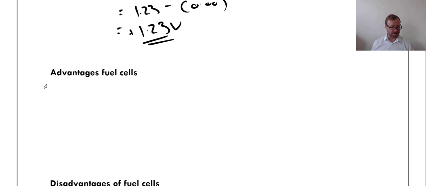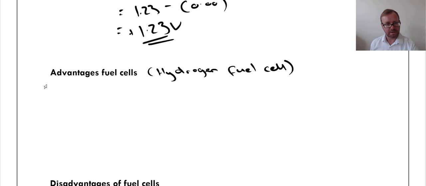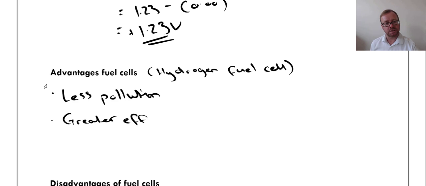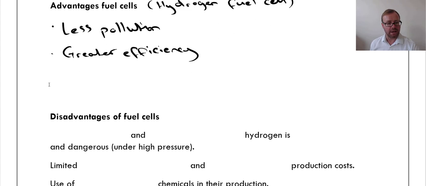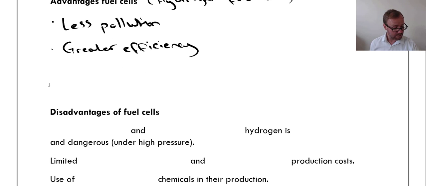Again, you just got to learn this. Right, so I'm just going to write them down. So advantages of fuel cells, especially when we're talking about the hydrogen fuel cell, is it's less pollution. So if we're reacting hydrogen with oxygen, we're just going to have water produced. And it has a greater efficiency compared to normal generations of electrical power.